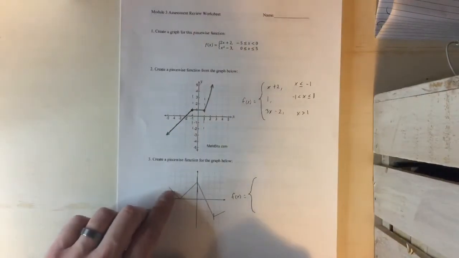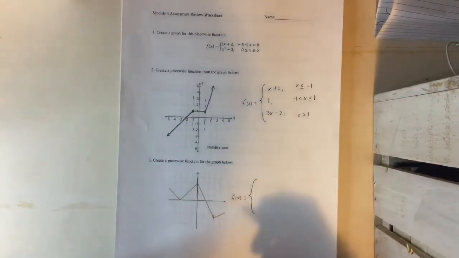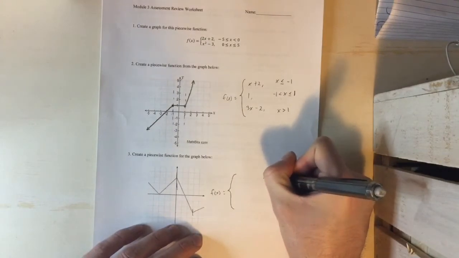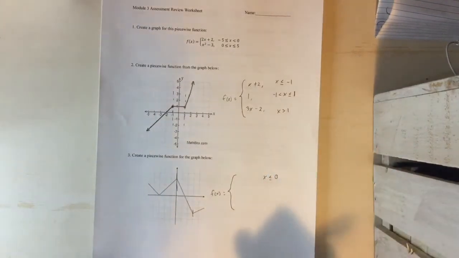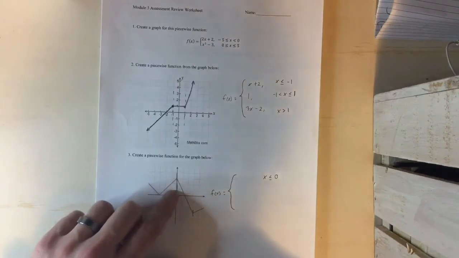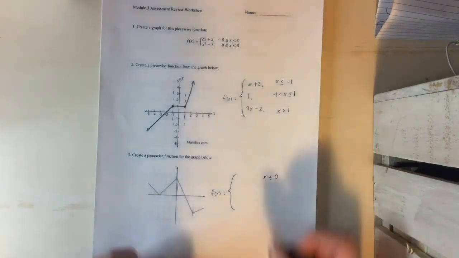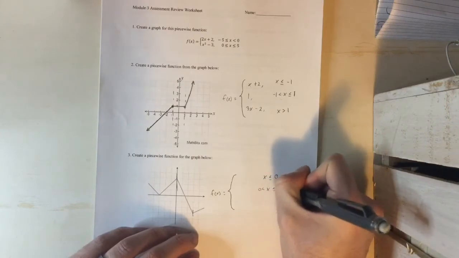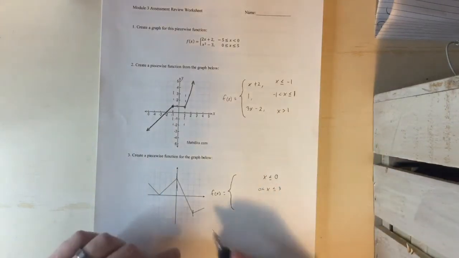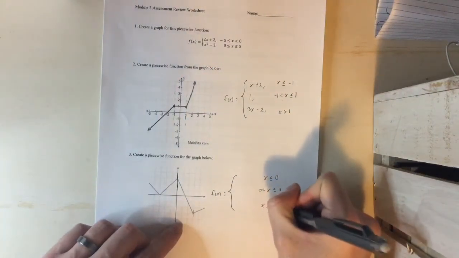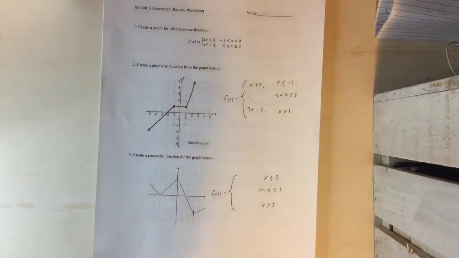So for this one, it's going to be anything less than 0. So for this one, we'll say x is less than or equal to 0. If x is less than or equal to 0, then we're going to use this first equation. So the next one, it's going to go from 0 to 1, 2, 3. So 0 is less than x, which is less than or equal to 3. And then our last domain is going to be from 3 up. So if x is greater than 3, that will work.